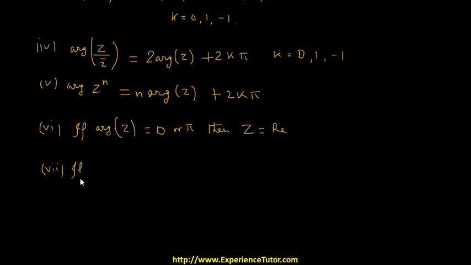If argument z is equal to pi by 2 or minus pi by 2, then z is purely imaginary. Then z is a purely imaginary number.